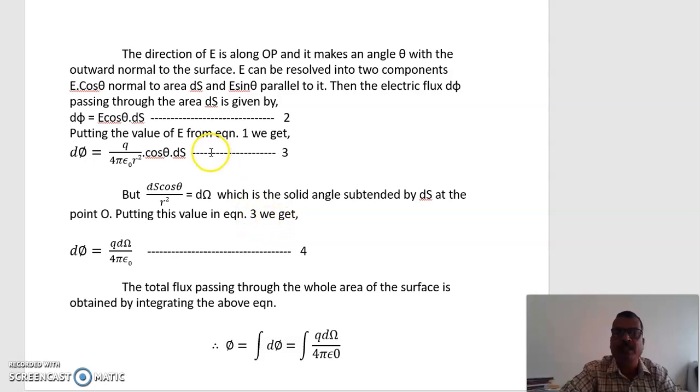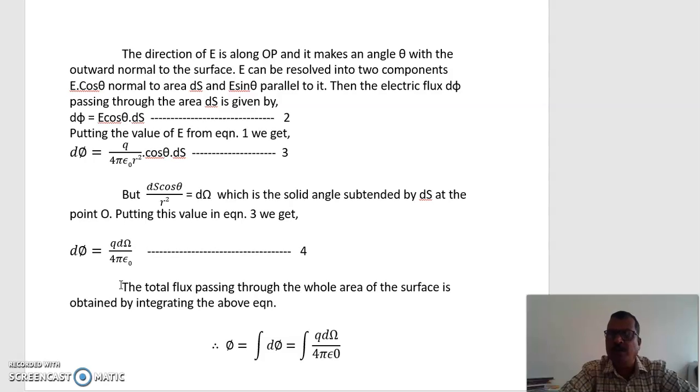Putting this value in equation third, we get dφ equal to Q divided by 4πε0, and ds cos θ divided by R square is nothing but dω. Therefore dφ equal to Q dω divided by 4πε0, which is, suppose, equation 4. This is the electric flux passing through the area ds.